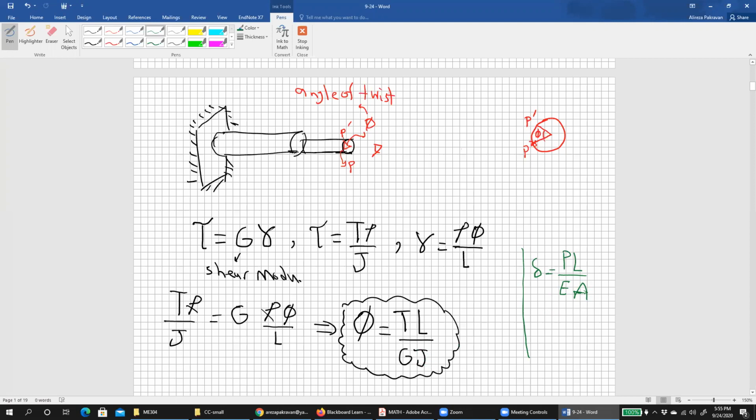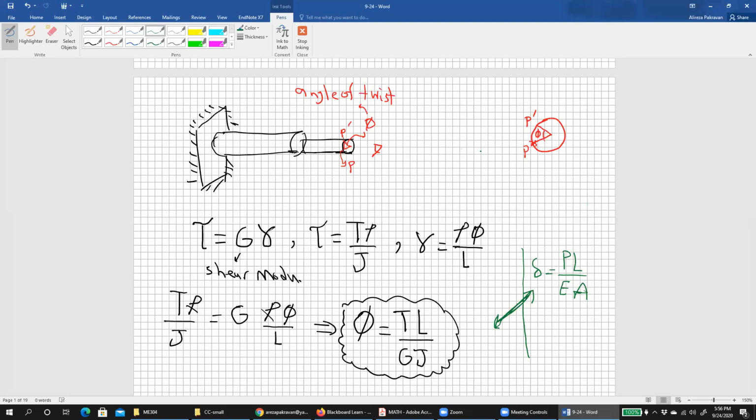Because A for a circle is pi r squared, and J for a shaft or circle is pi r to the 4 divided by 2, which means A and J both depend just on the cross sections, the radius or diameter or something like that. You know, we can map these two chapters together, right? It's very interesting.